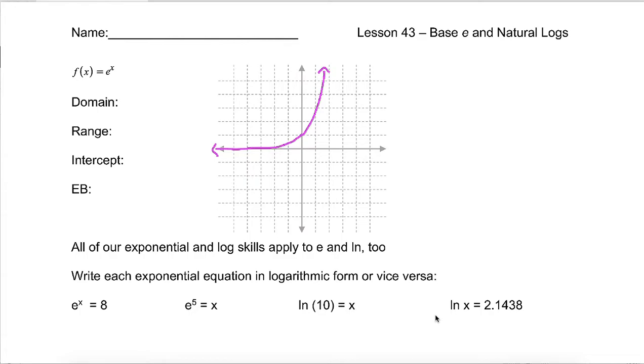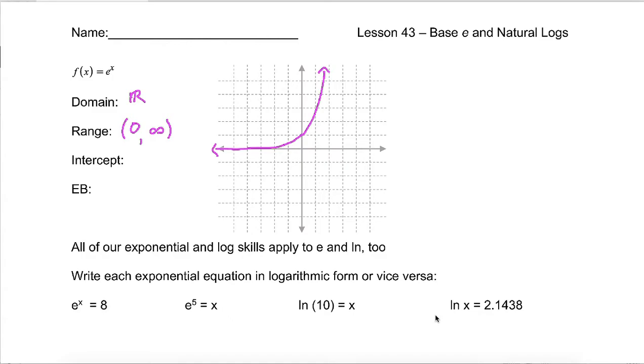It has the same domain as 2 to the x or 3 to the x, all real numbers, because you can plug any variable into an exponent. It has the same range as all of those exponential functions. If you start with a number like e and raise it to a power, it can get infinitely small, but it can't become 0. And then it can become infinitely big. So the range will be from 0 to infinity.